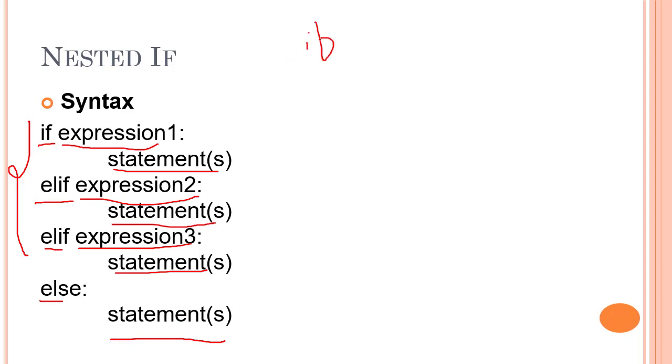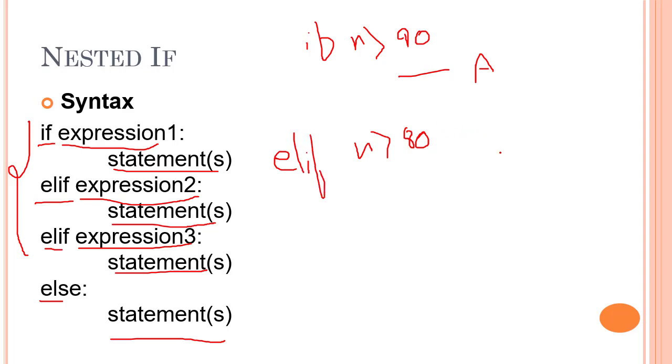So let's say if n is greater than 90, we are going to print A. N is greater than 80, that is elif. N is greater than 80 and n is less than 90, then we are going to print B. Else, that is if all the conditions are false, then he fails. Or let's say C. If n is greater than 90, he is getting A. If n is greater than 80 or less than 90, then he is getting B. Else, he will be getting C. That is how a nested if works.